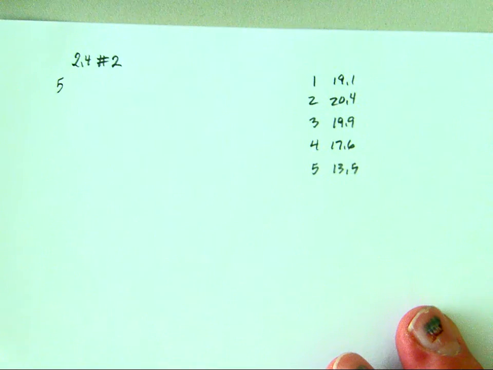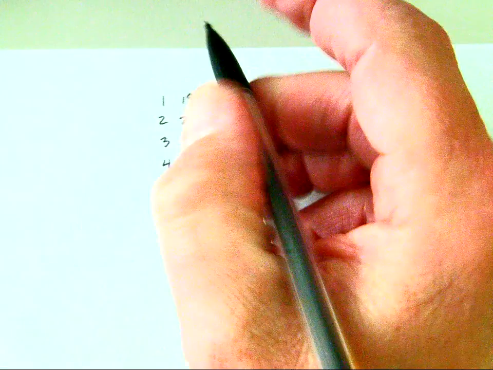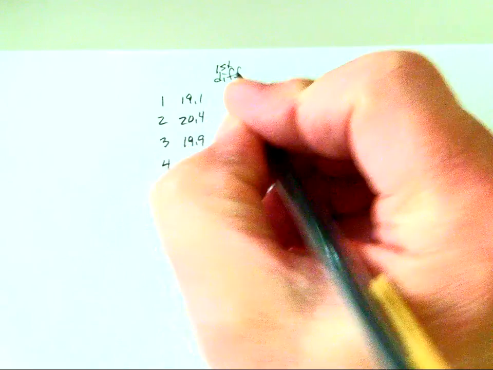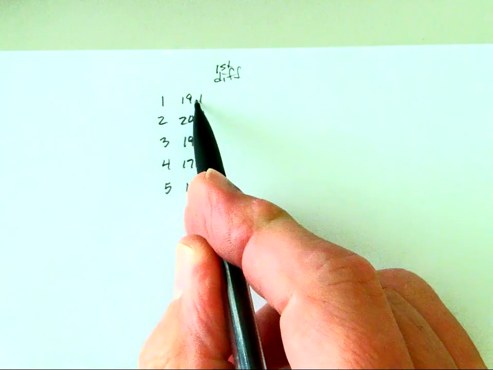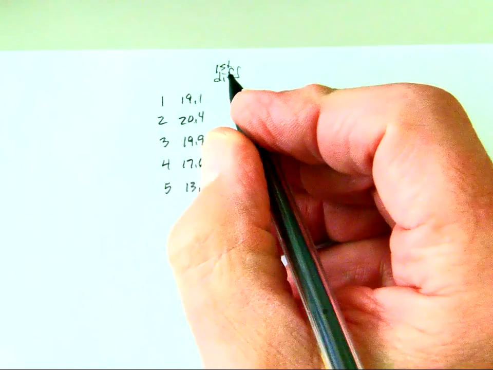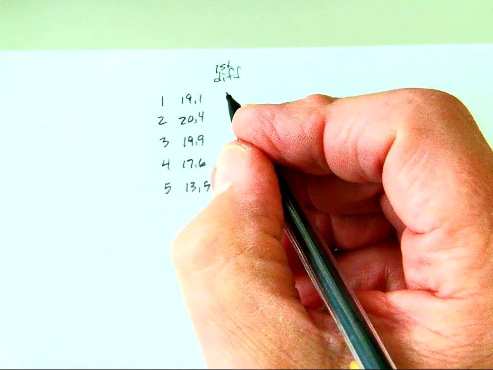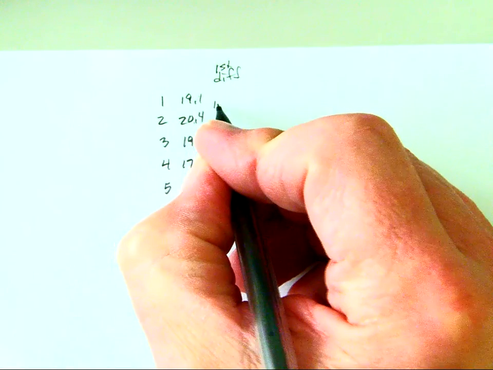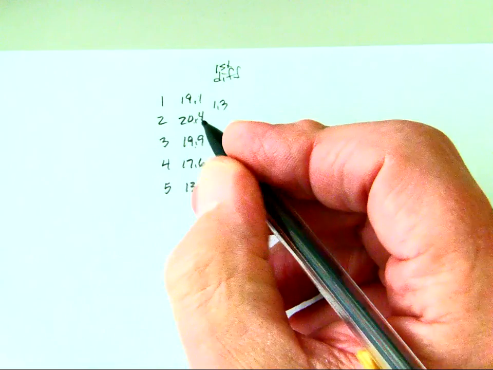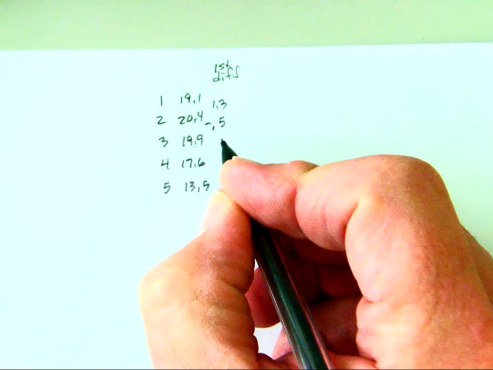Now to see if it's quadratic or not, you want to find the differences. The first one is called the first difference. What you do is go through and subtract the second one minus the first one every time. So 20.4 minus 19.1 is 1.3. Then 19.9 minus 20.4 is a negative 0.5. You can see that already these aren't matching.